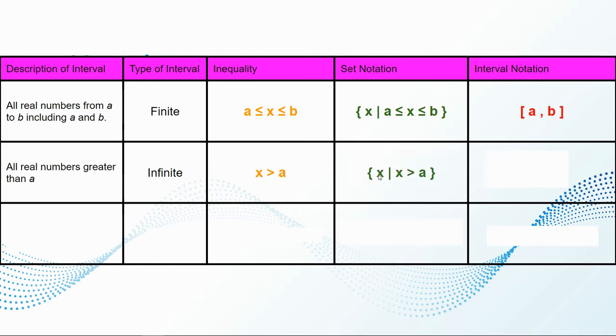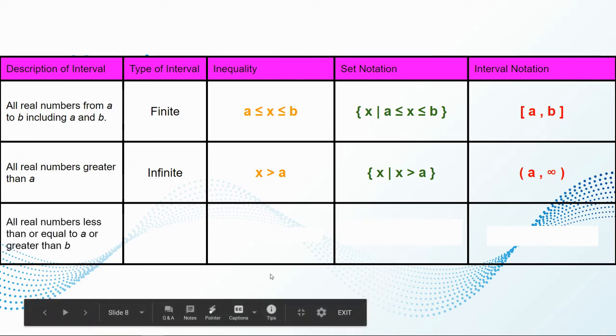Set notation is x such that x is greater than A. So out of all of the possible X's in the world, you're only picking all the X's that are bigger than but not equal to A. And then A is the starting point, and it was not included, so it's parentheses, going to all things bigger than A, which is infinity.